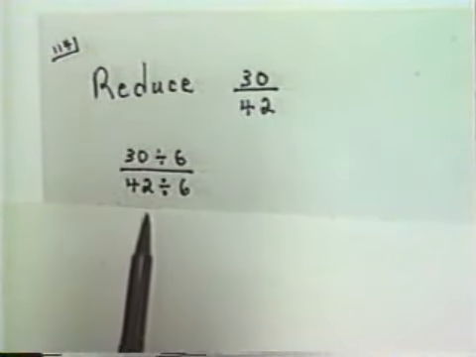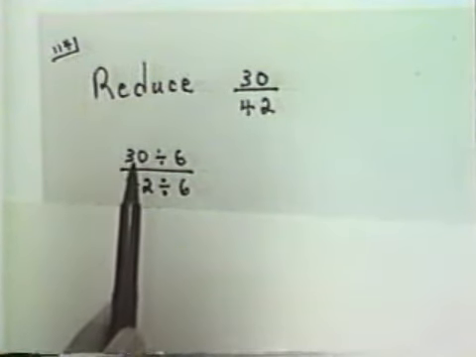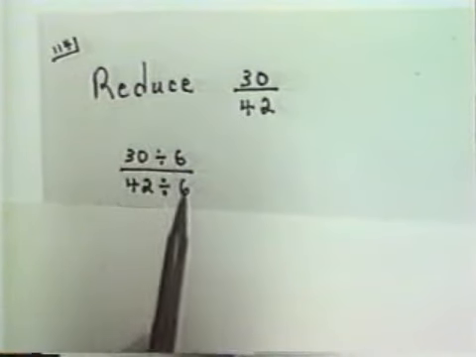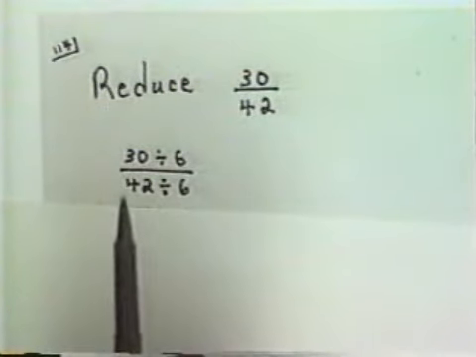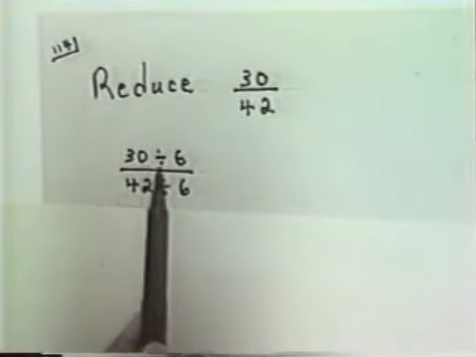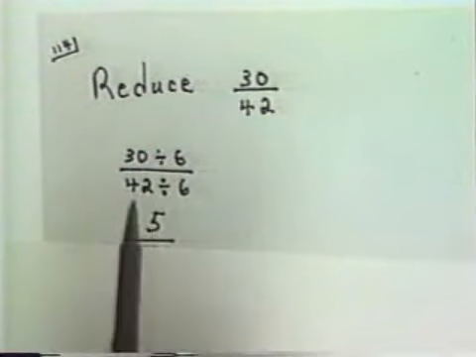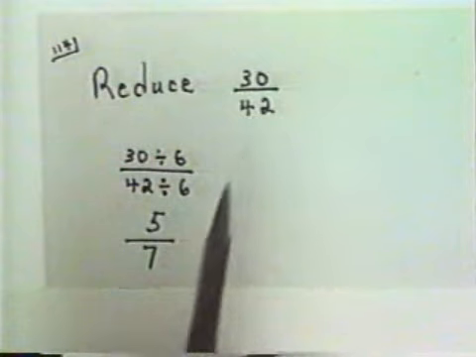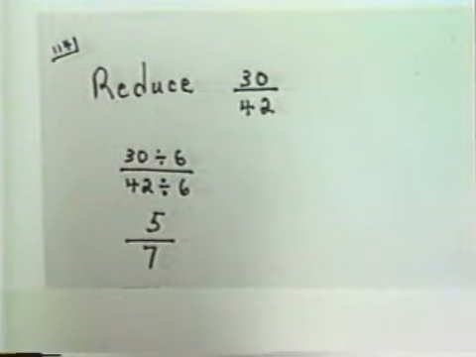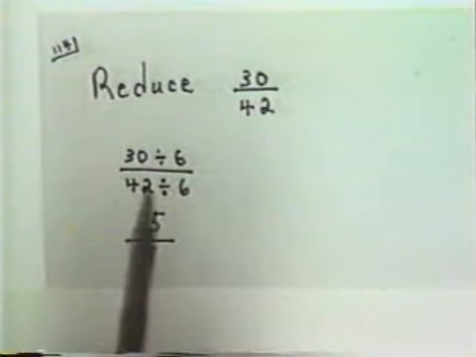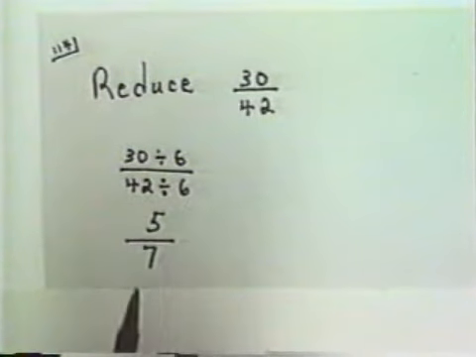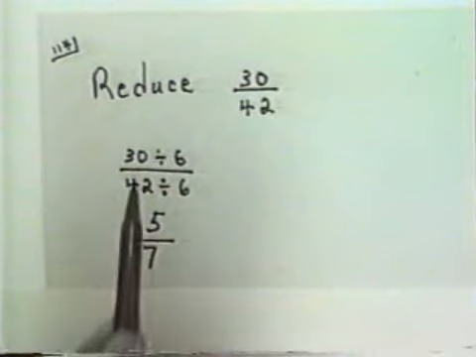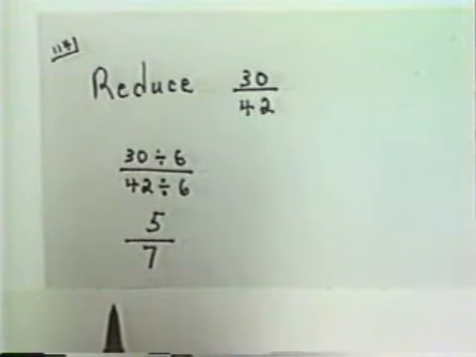The fundamental theorem of fractions tells me that I can divide both numerator and denominator by the same non-zero number. Completing the process, we have 30 divided by 6 is 5, 42 divided by 6 is 7. So I can reduce 30/42 to 5/7. Now this works well with numbers because I know my multiplication facts for numbers. This process does not work quite as well with polynomials because I have not memorized my multiplication facts for polynomials.